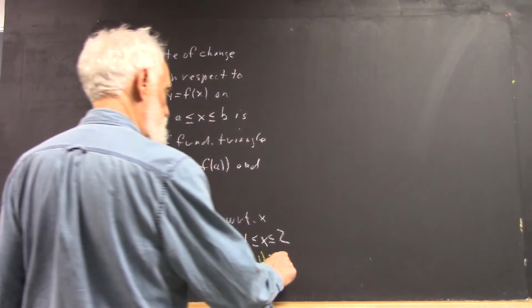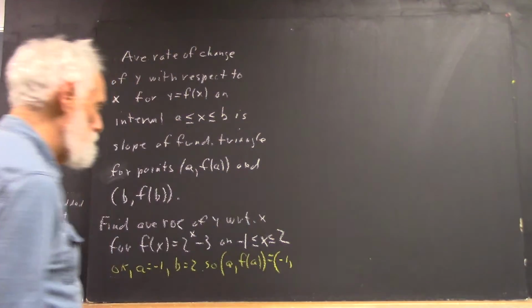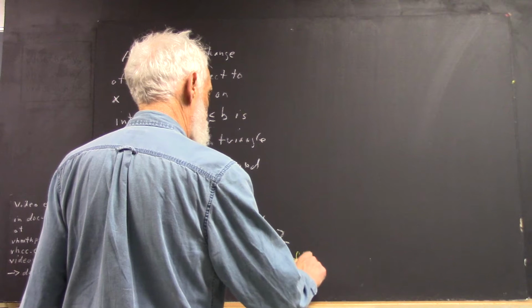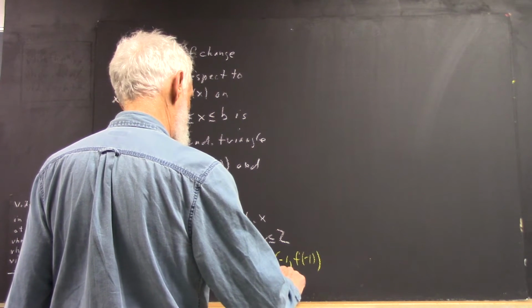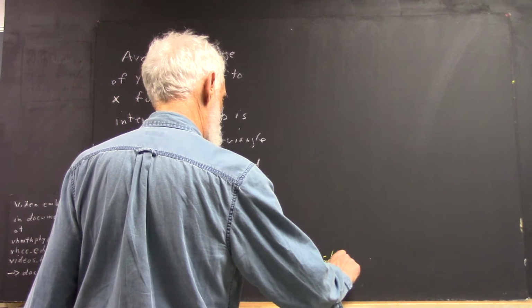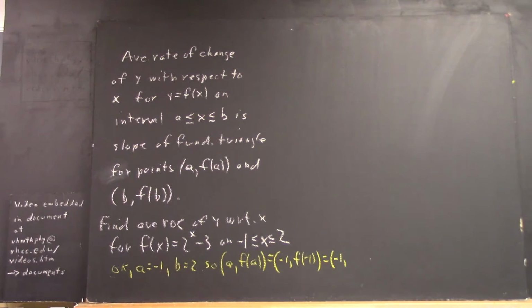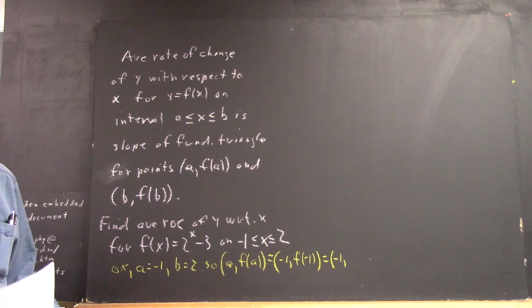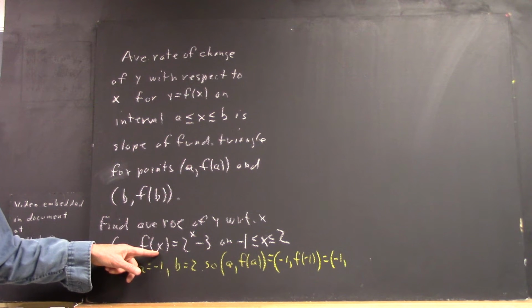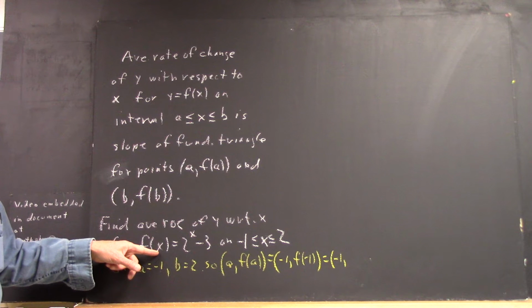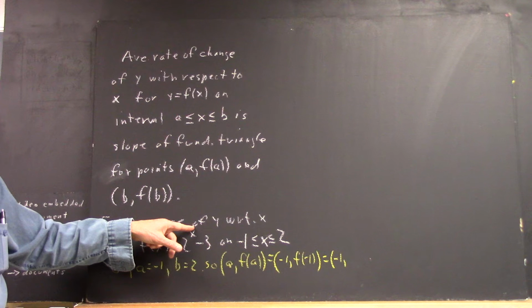is the point -1, f of -1. So what is f of -1? Here's f of x. What's f of -1? Well, 2 to the -1 is what? 1 over 2 to the first.